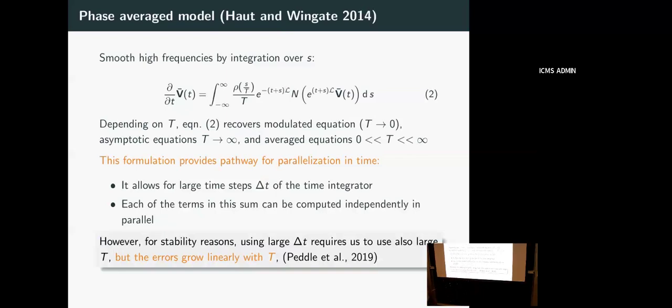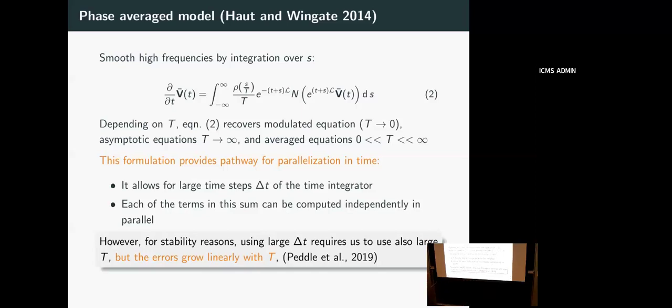And this has been done in the literature. I don't go into detail of this. The regime that is interesting for us is where the averaging window is finite. We want it so big that we somehow smooth out fast oscillations. So this is the idea that we want. And we go on this regime here where we have a finite averaging window.